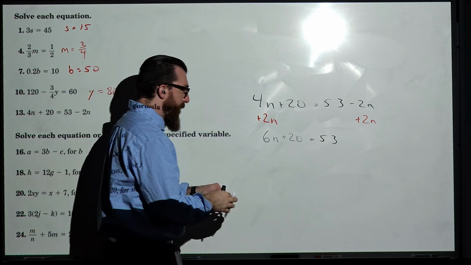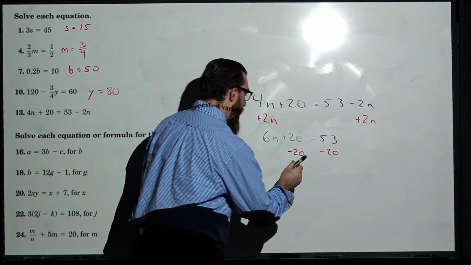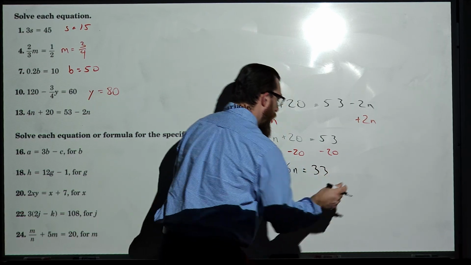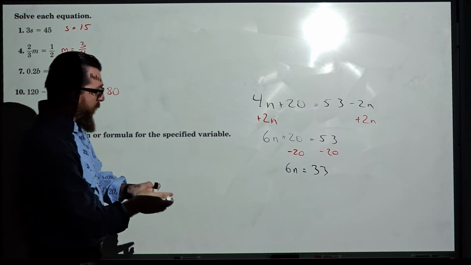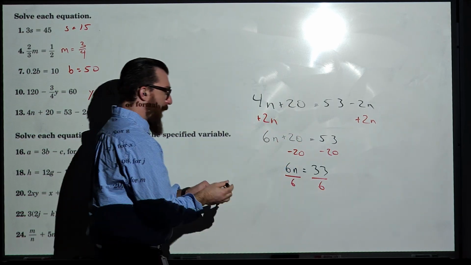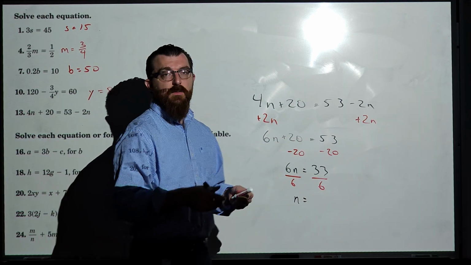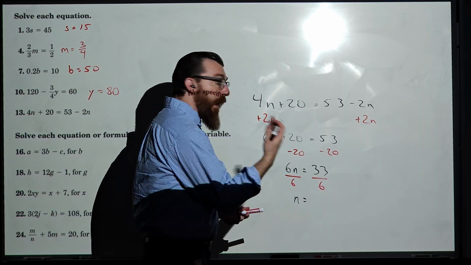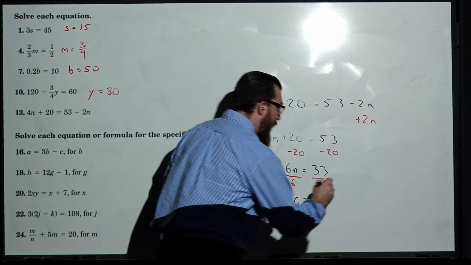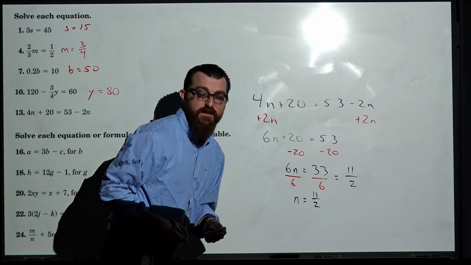I can go ahead and subtract 20 from both sides. Now it's nothing but n's on the left, 6 of them, and then there is 33 on the right. Okay, well, the only thing left to do is to divide both sides by 6. And so n is now by itself. Now 33/6, you could get a decimal out of it. I'm going to reduce the fraction. 33 and 6 are both divisible by 3. That would be 11/2, which is a perfectly sensible answer.